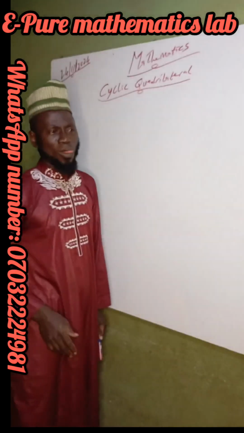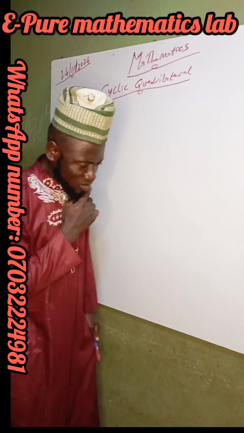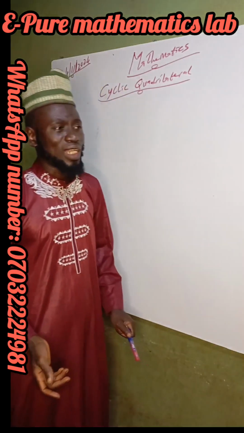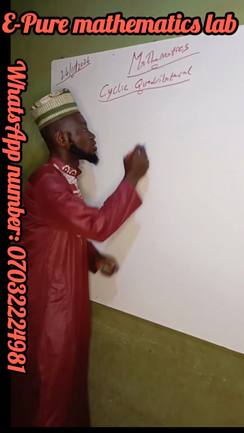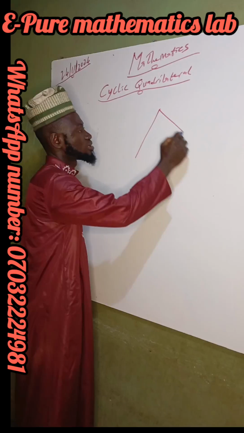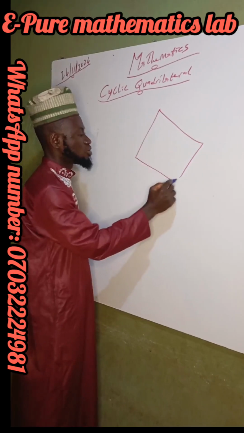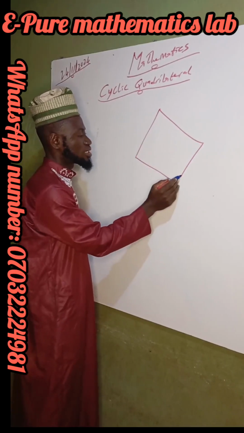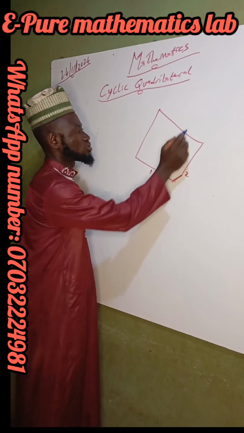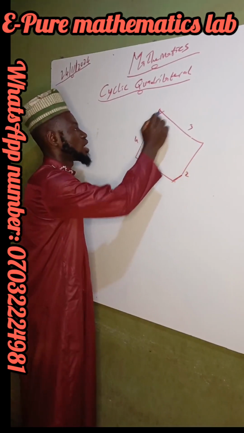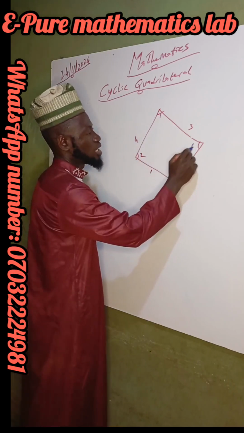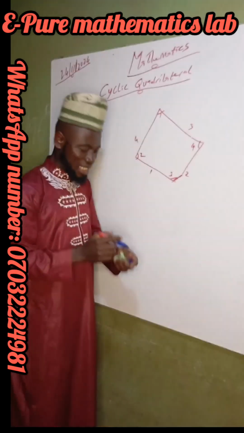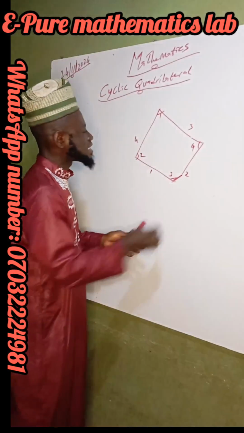Cyclic quadrilateral. What do you mean by quadrilateral? We all know the meaning of quadrilateral. A quadrilateral is a shape that has four sides and four angles. For example, if I have something like this, this is a quadrilateral. How many sides? Side 1, side 2, side 3, side 4. And how many angles? Angle 1, angle 2, angle 3, and angle 4. So it's a quadrilateral. But we're not talking about cyclic.